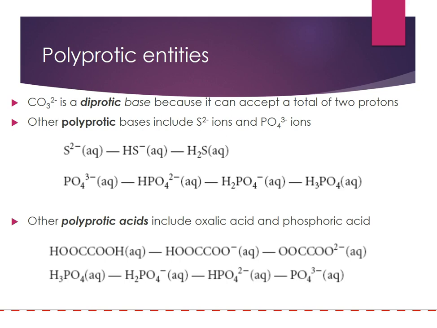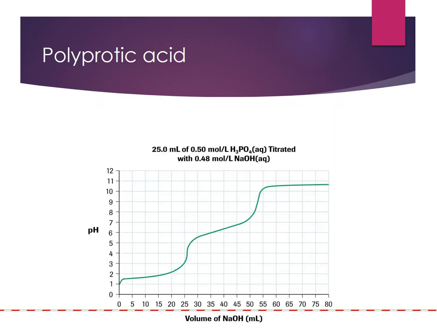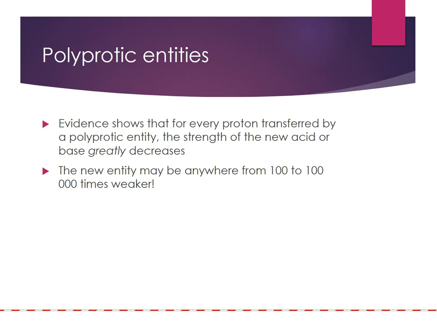Here are some examples of polyprotic entities that you may encounter. As we add more hydrogens to polyprotic bases, or remove more hydrogens from polyprotic acids, the strength of them greatly decreases. You can see this trend by observing where they are located on your acid-base table.